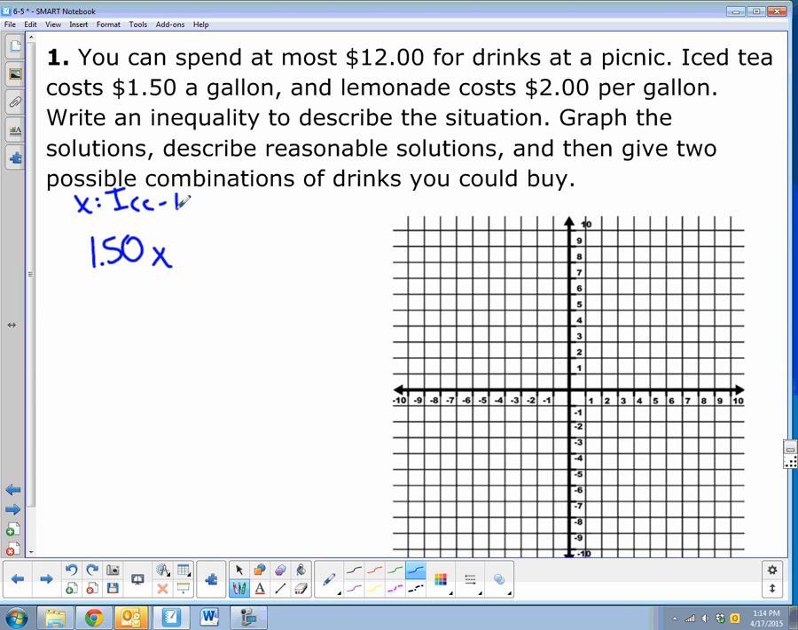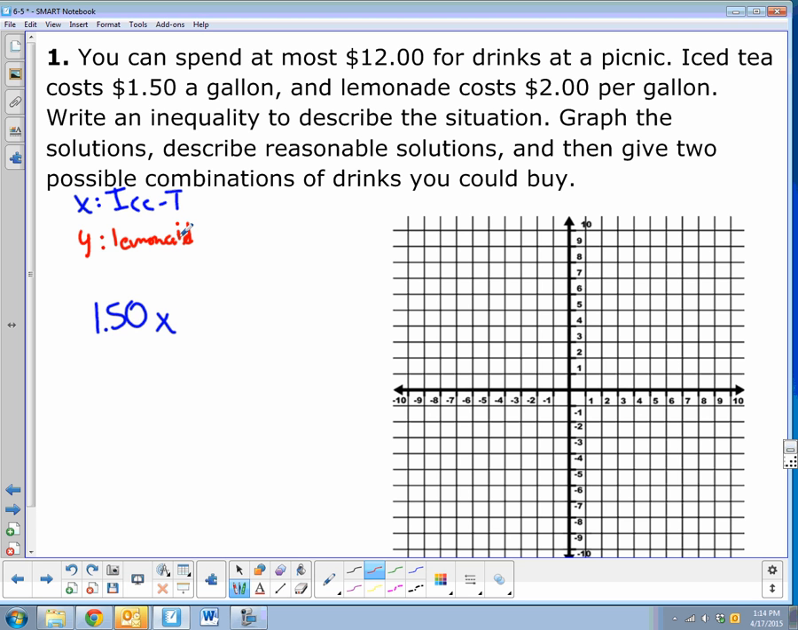Iced tea. Okay, so X is iced tea. I have a hard time saying that now. Y is going to be lemonade. If you don't know who iced tea is, that's okay. All right, I've got my equation then.